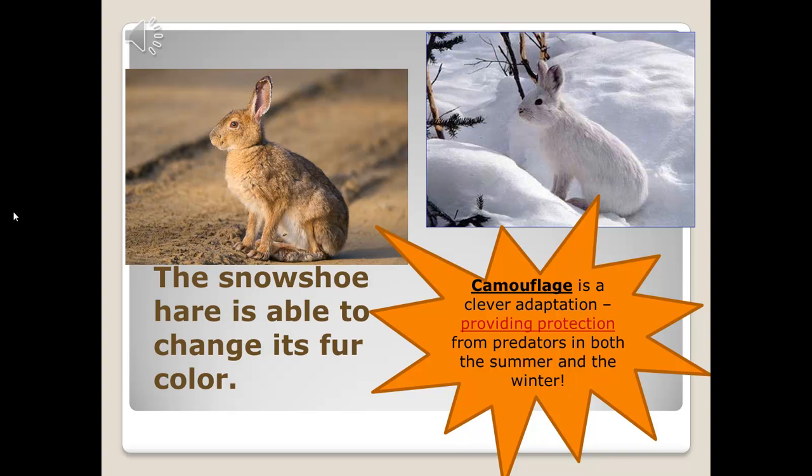Another animal that lives in the taiga is the snowshoe hare. The snowshoe hare, take a look at the photographs. Snowshoe hare in the spring and summer, and the snowshoe hare during the winter. And no, those are not two different species of animals. The snowshoe hare is able to change its fur color with the seasons. Camouflage is a clever adaptation, providing protection from predators in both the summer and the winter.